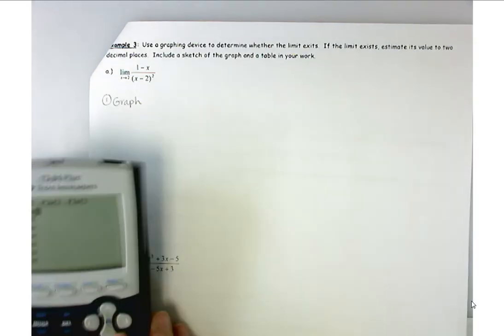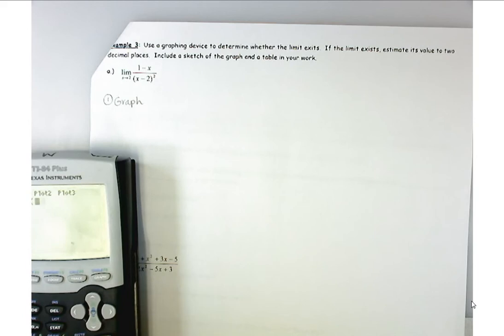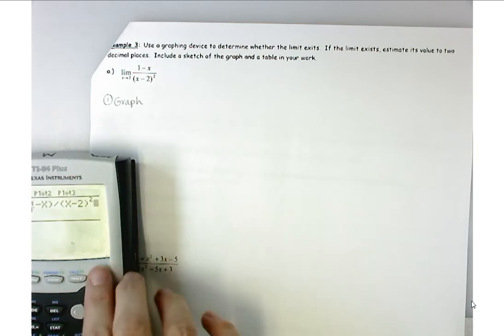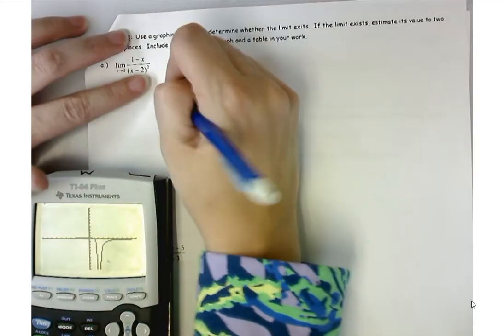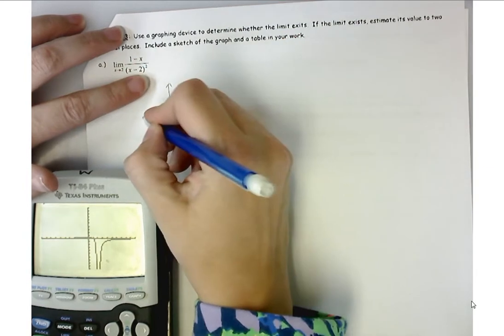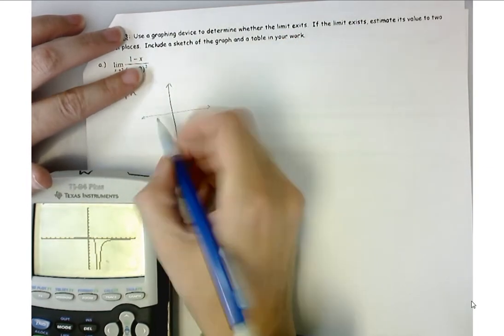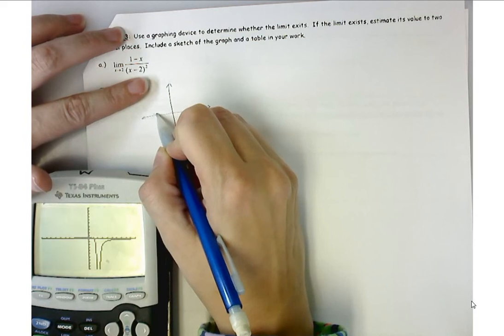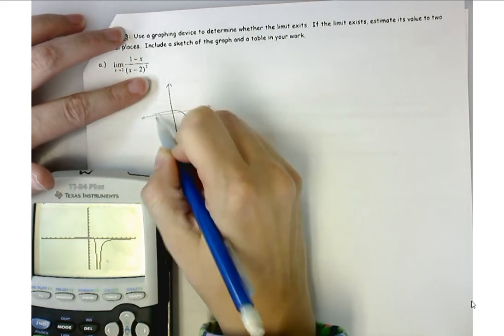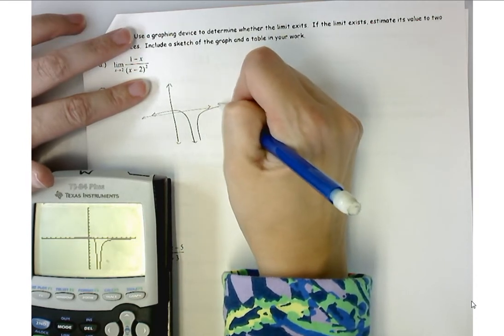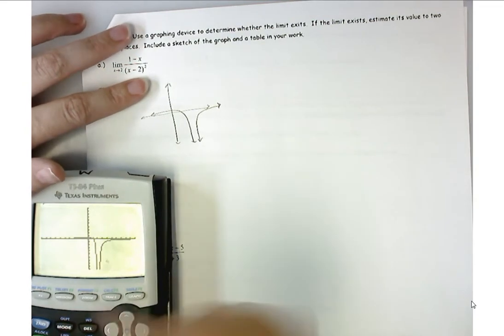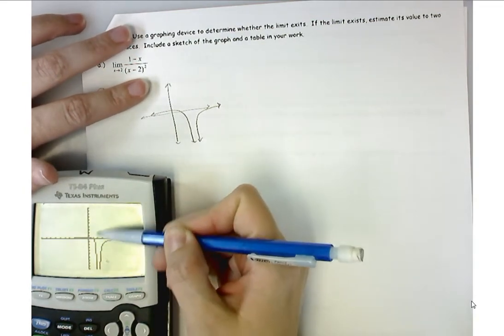In your graphing calculator, you are going to just draw a sketch of that. So you have 1 minus x divided by x minus 2 squared graph. Okay, so mine looks like it's above here and going down. It looks like it's right here. It looks like there is going to be an asymptote at 2.